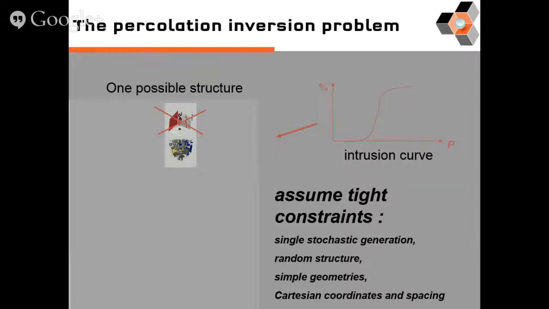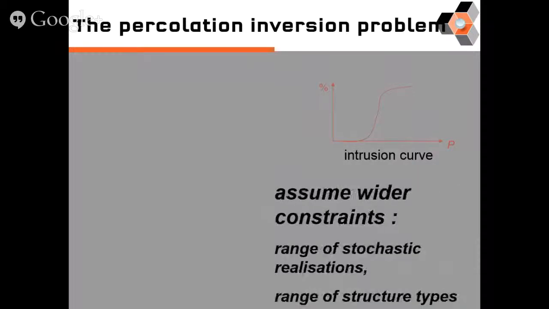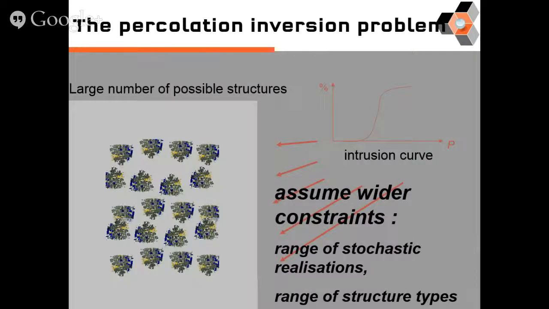So let's click on the next slide, and here we have again an intrusion curve. Clicking again, we assume some wider constraints, a range of stochastic realizations, a range of structure types. Clicking again, we see there is a wider range of particular structures that are possible.